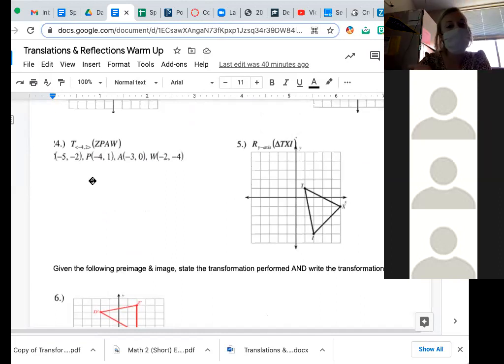All right, not 24, 4. It looks like we translated left 4 up 2. So did y'all subtract 4 from all the X's and add 2 to all the Y's? Okay, so listen, did you get -9, 0? Then -8, 3. Then -7, 2. And then -6, -2. Awesome.